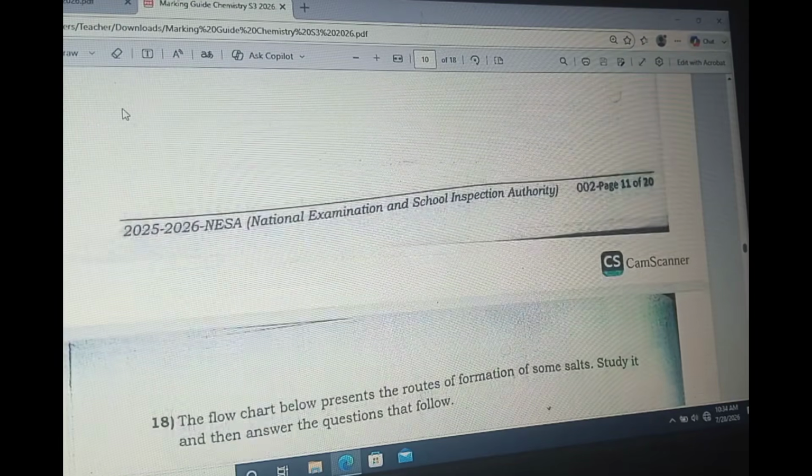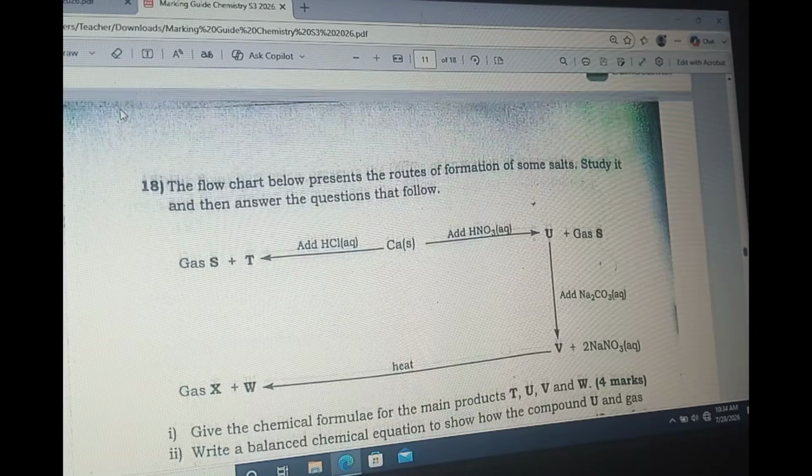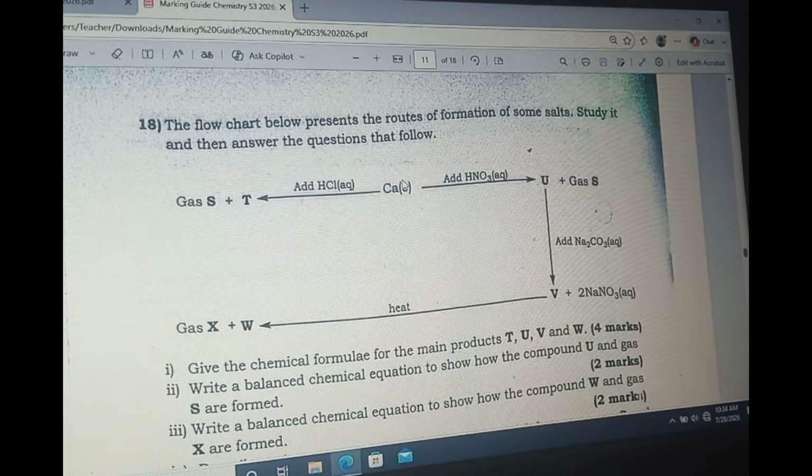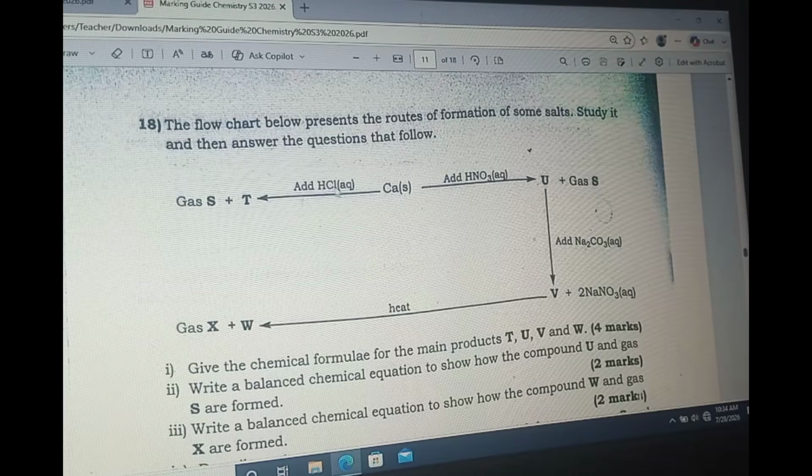Okay. Let's continue to question 18. The flow chart below presents the routes of formation of some salts. Study it and answer the questions that follow. We have calcium added to hydrogen chloride. Calcium reacts with hydrogen chloride, and we get calcium chloride and hydrogen. And here we have calcium added to hydrogen nitrate, which means calcium reacts with hydrogen nitrate, and we get calcium nitrate as U and hydrogen.